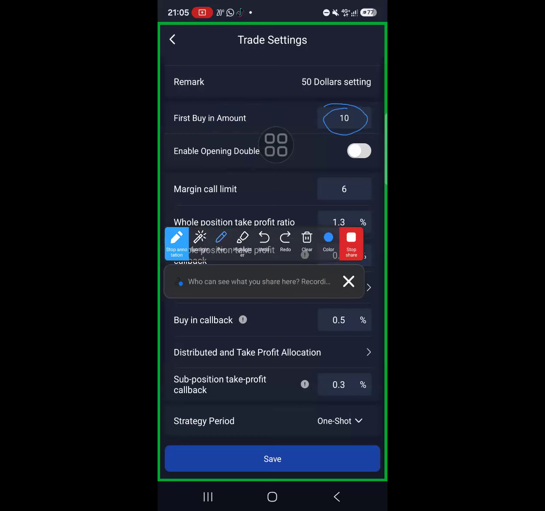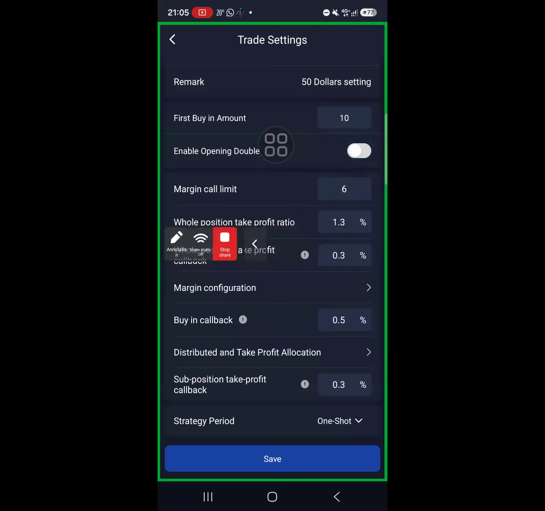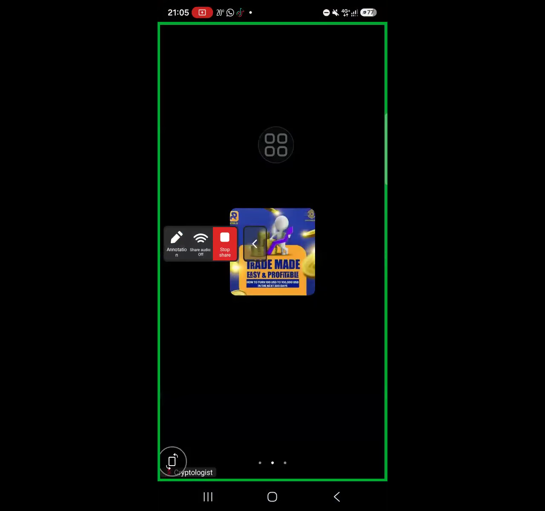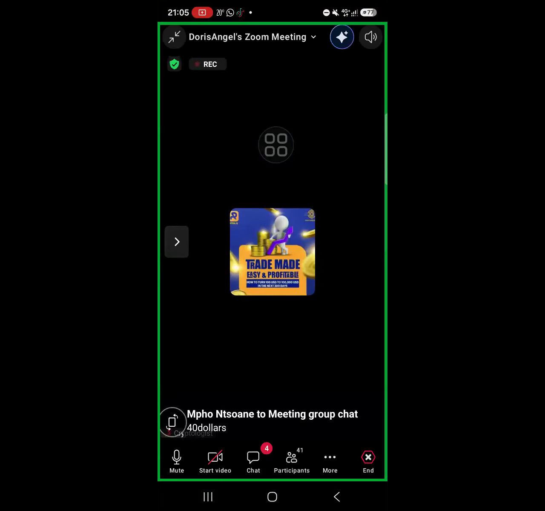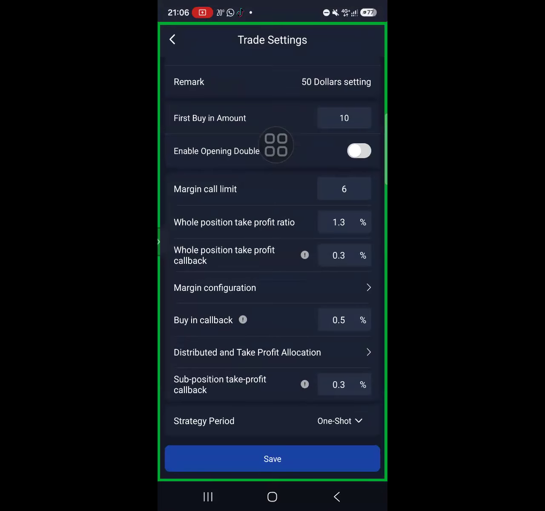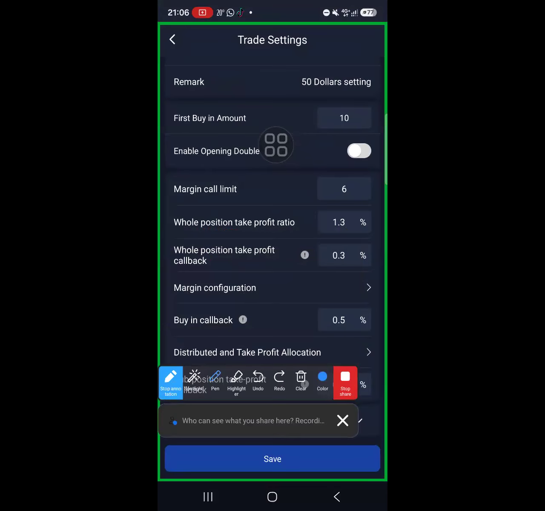The moment you activate, you see that there is a pause showing in red. It means the trade has been activated. So how much is left out of your $50? $40. So the $40, we are going to use it for our margin calls.